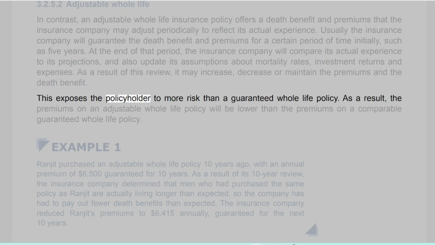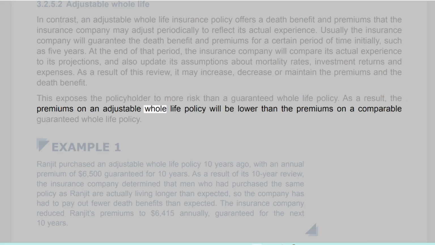This exposes the policyholder to more risk than a guaranteed whole life policy. As a result, the premiums on an adjustable whole life policy will be lower than the premiums on a comparable guaranteed whole life policy.